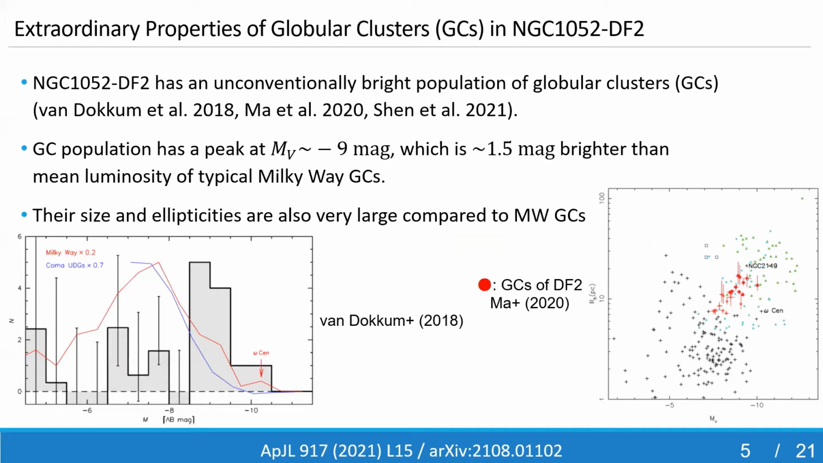Also, observations performed by several observation groups show that DF2 has another interesting characteristic. DF2 has an unconventionally bright population of globular clusters. The GC population has a peak at -9 magnitude, which is 1.5 magnitude brighter than the mean luminosity of typical Milky Way GCs. Their size and ellipticities are also very large compared to Milky Way GCs. You can see it in the figures from the van Dokkum group and another observation group.